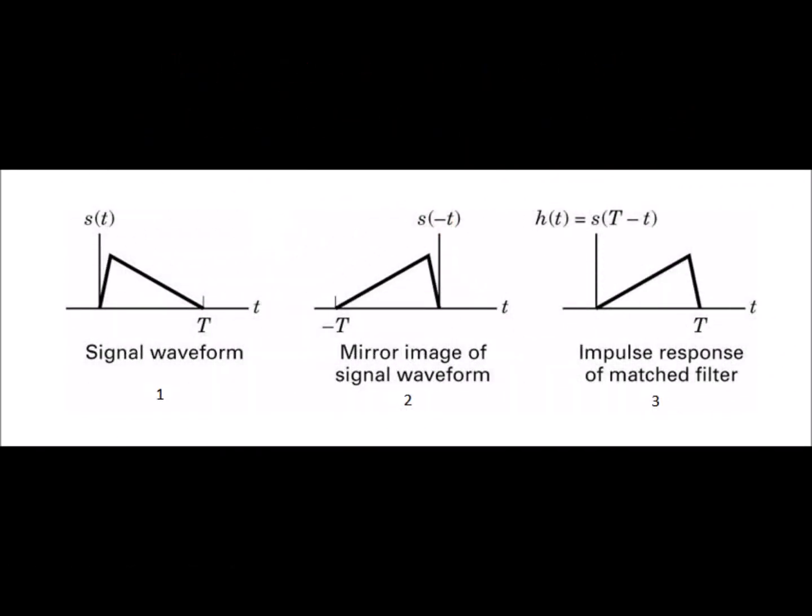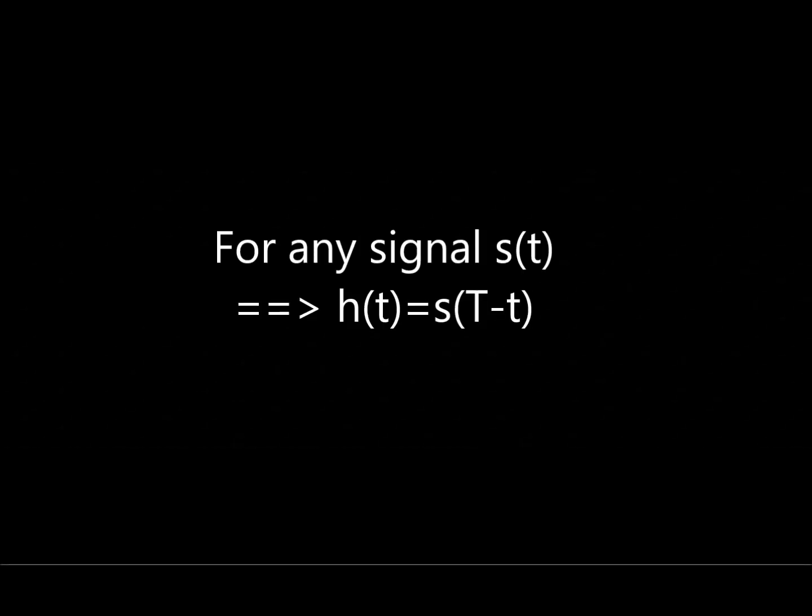Let's take, for example, the signal waveform of figure 1. In figure 2, we can see the mirror of the signal, and then we shift it to the right by capital T to obtain the signal shown in figure 3. So, for any signal S of t, the impulse response h of t is S of capital T minus small t.